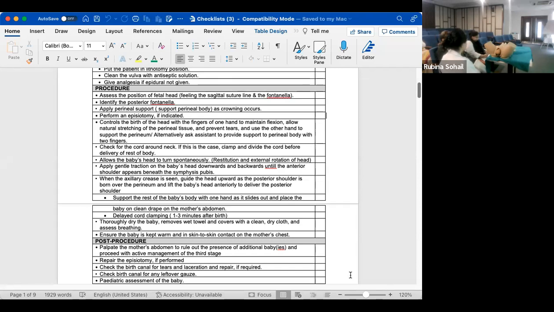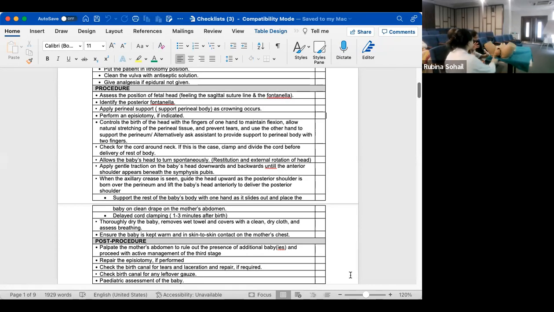Now, the head is going to deliver by extension. At the time of the delivery of the head, when the head is coming out of the perineum, you have to make sure that the head remains flexed. You control the birth of the head with fingers on one hand to maintain flexion, to allow natural stretching of the perineal tissue and prevent tears, and use the other hand to support the perineum.